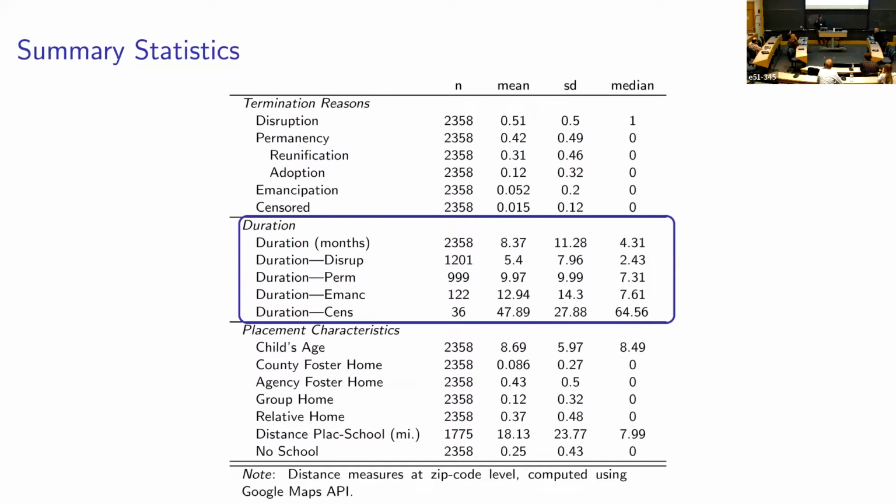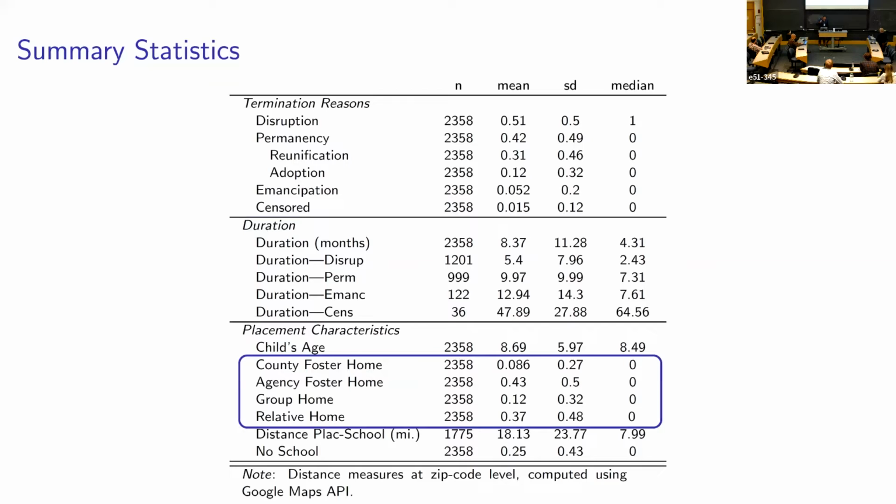Now, in terms of the placement characteristics, the ones that go into the model are the child's age. There are children of all ages in the sample. There are going to be 4 types of foster homes. There are foster homes that are contracted directly by the county, around 8%. The largest share are foster homes contracted by non-profit agencies. Then there are group homes, and there are relatives.